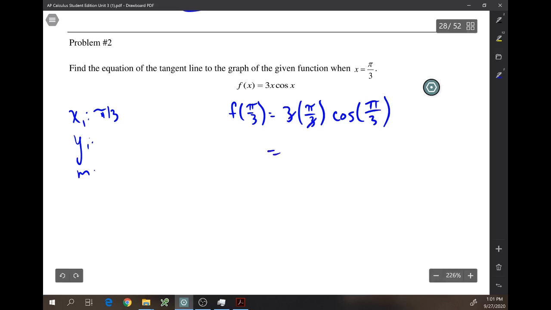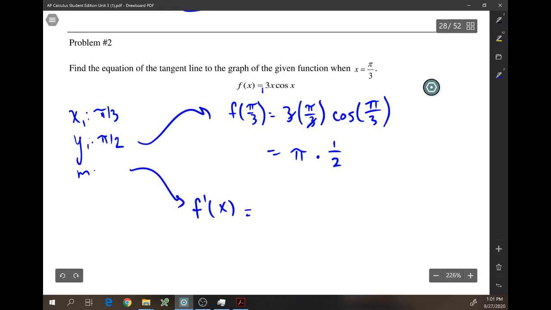So the 3's are going to cancel out here. We're going to get pi times, now cosine of pi over 3 is just 1/2. So our y1 is pi over 2. And we can just leave it like that. There's nothing else that we can really do to simplify there. And then to get our m, first we need to take f prime of x.